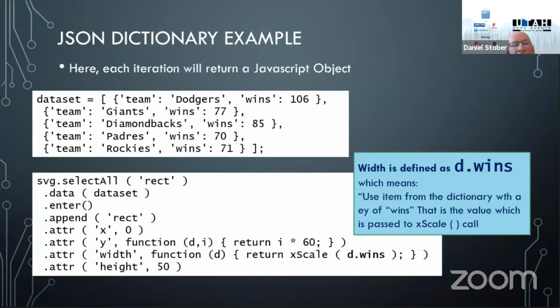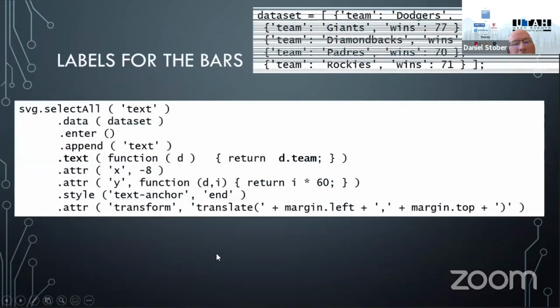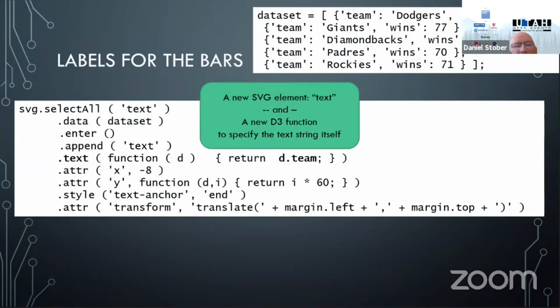If, on the other hand, I had defined it as a dictionary like this, then I can use dot notation to say, well, I want to see the wins value from the dictionary that was returned by function D. Okay, so then if I want to put the labels on themselves, notice now I'm doing this the same structure we saw when we created the rectangles: a select all, then the data and the data set, and then enter, and then append text. And then here you see the new dot text, which says what is the actual text string that I'd like SVG to render.